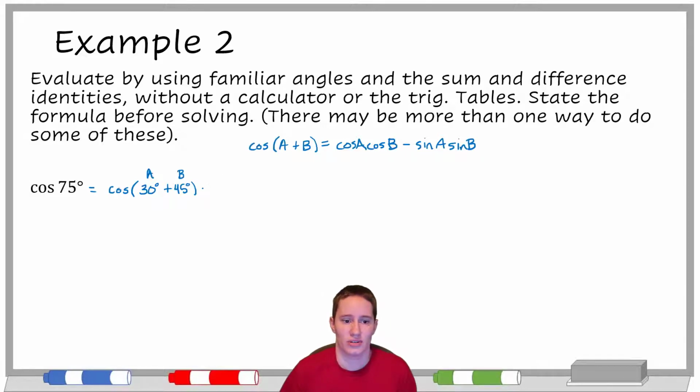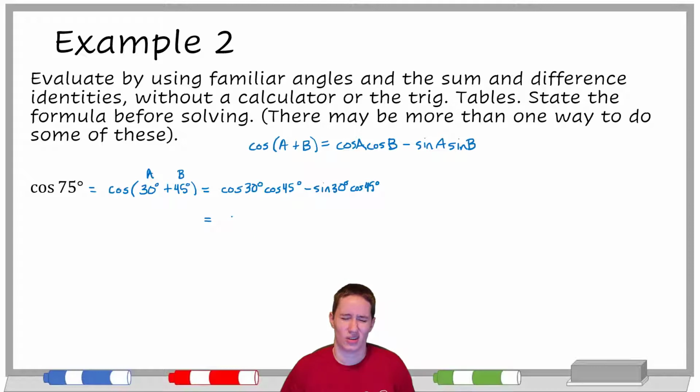So let's fill this in. We're going to do cosine 30, cosine 45, minus sine of 30, cosine 45. And if you drew the triangles on the last one, you can use those, or if you're using your unit circle, you can use those, whatever it takes here. I'm going to try to visualize them in my head.